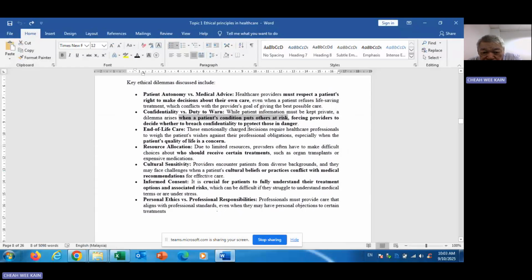End of life care. This is quite an emotionally charged issue because you may be ending the life of a person even though he's brain dead. It's very emotional. Right? Resource allocation, cultural sensitivity, where the person's cultural beliefs or practices or religious beliefs conflict with medical recommendation. Full consent, and personal ethics versus professional responsibilities.